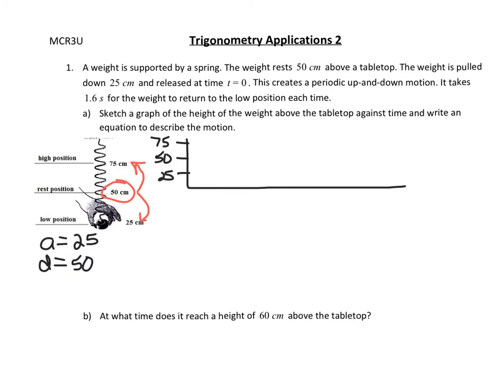The other thing we can figure out is our k value. It takes 1.6 seconds for the weight to return to the low position, meaning it takes 1.6 seconds for a cycle. So our k value is 2π/1.6, which is 2π/1.6, or 5π/4. And now we have said that it's going to start, right? We're going to pull it down and then we're going to release it, and that's t equals 0.